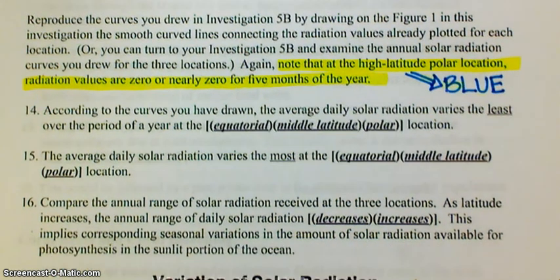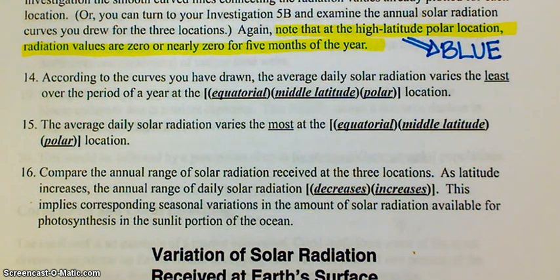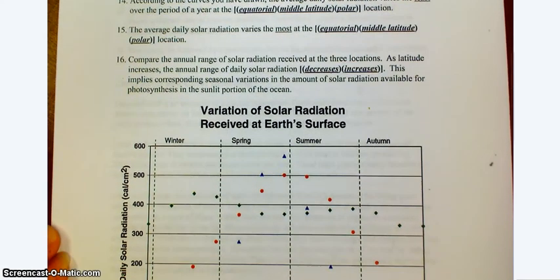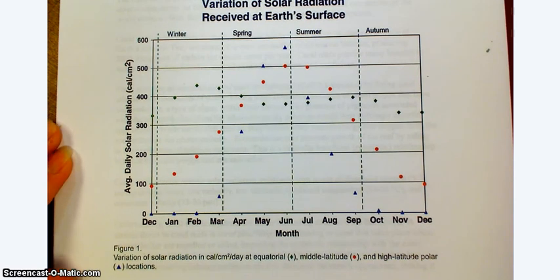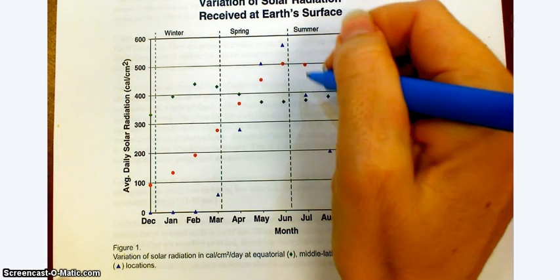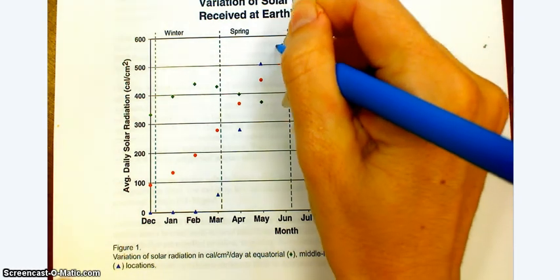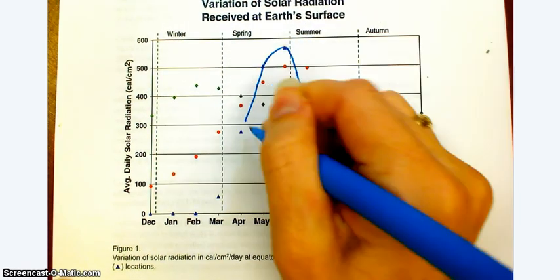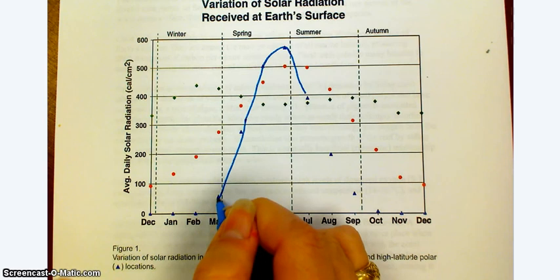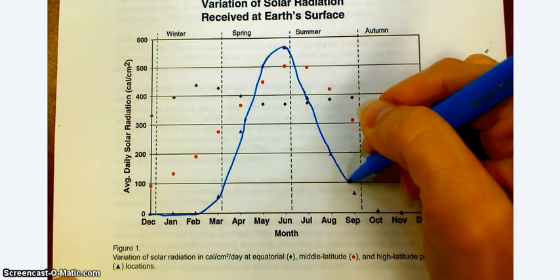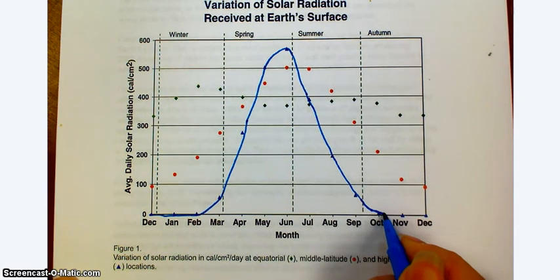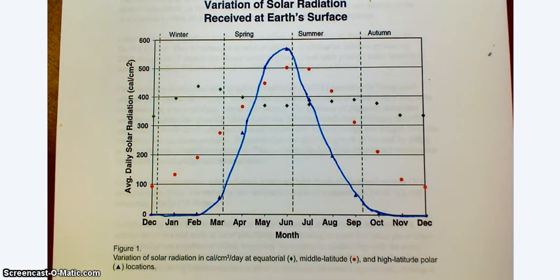Okay, so let's just go down here. I'm going to zoom out just a little bit. So the first thing we need to do is connect our points. I've already got blue in my hand, so I'll just go ahead and do that. That's the triangles. Okay, it's not perfect, but it looks good enough.